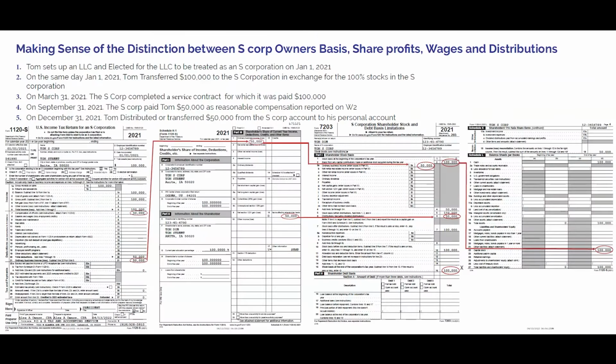I have come across several situations where even successful investors, successful shareholders, and people that are doing very well with their businesses and their S Corps really struggle to understand the basic differences between the owner's basis, their share of the profit, the wages, and distributions.